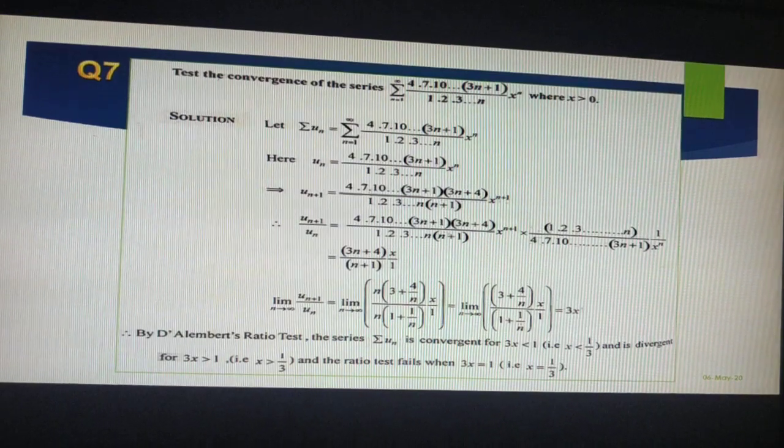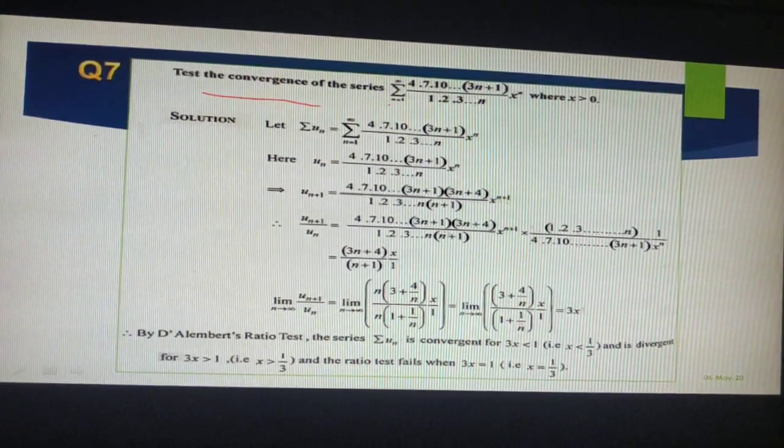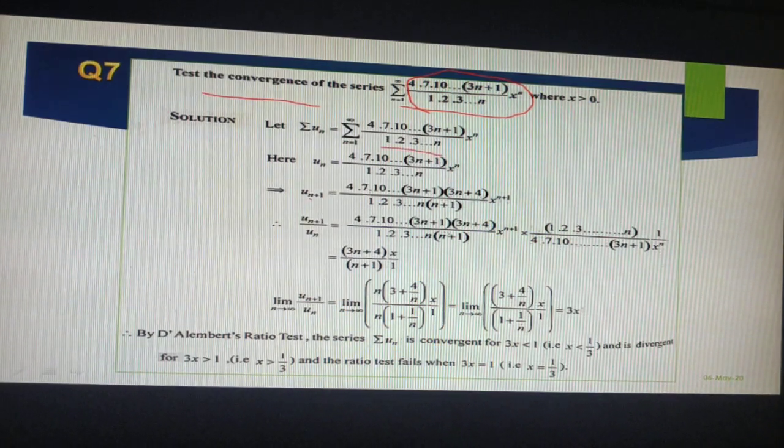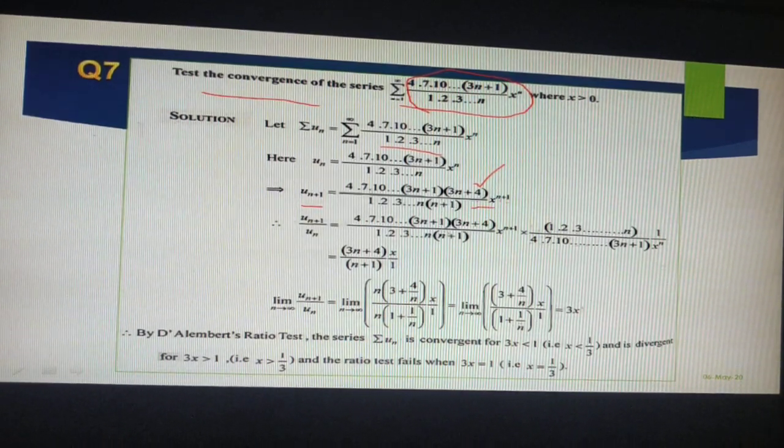Let's see one more problem here. Test the convergence of the series. Summation n equal to 1 to infinity. I was given the nth term here directly, because after the summation sign we always get the nth term. So for this we have to take n plus 1, wherever n is there, please take n plus 1 in place of n, so that we are able to write the next term. So be very careful while writing.